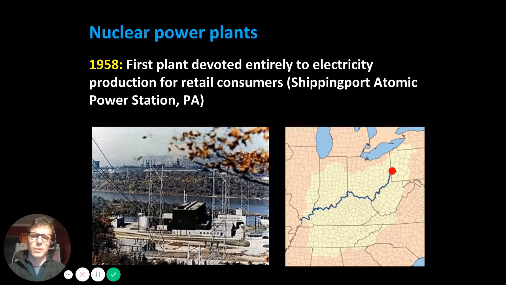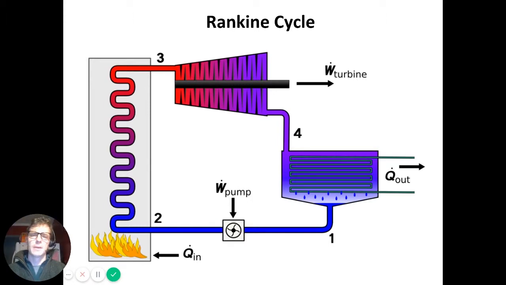At least that was when the first nuclear power plant that was entirely devoted to peacetime production of electricity became operational. This happened at the Shippingport Atomic Power Station in Pennsylvania, right on the Ohio River, on the border of Ohio and Pennsylvania. And so nuclear power plants rely fundamentally on the Rankine cycle.